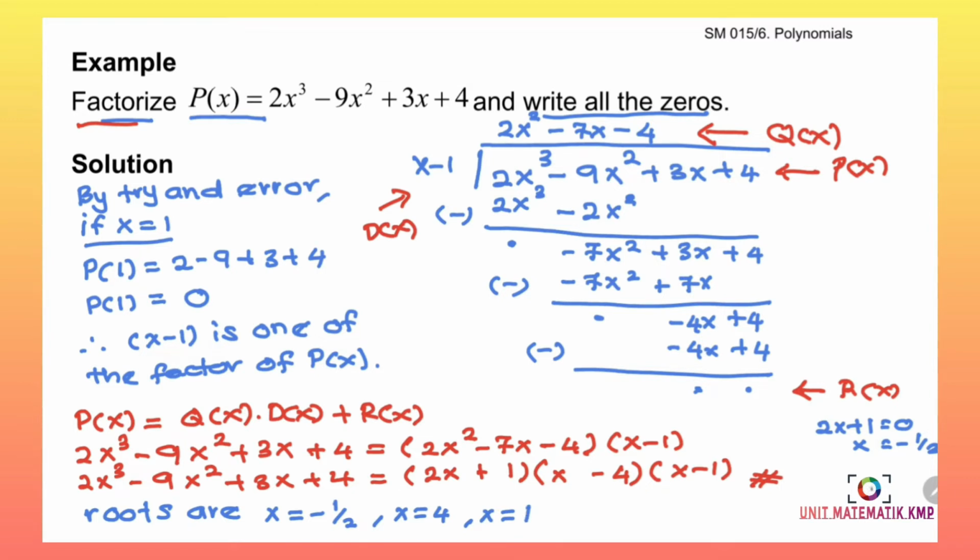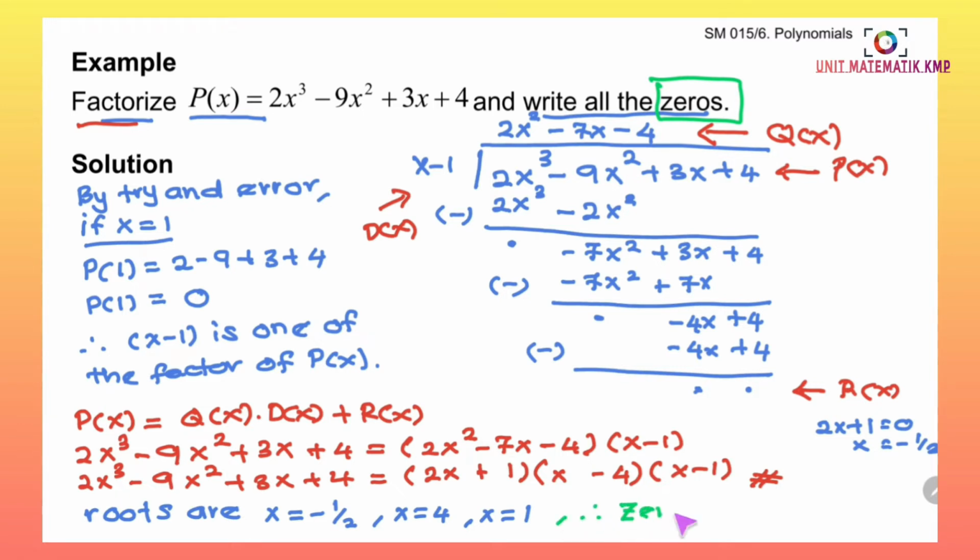But remember, we want to find zeros, not roots. So rewrite what is zeros. Therefore zeros are the number only, without x. So our answer should be zeros are negative 1 over 2, 4, and 1. Okay, this is our final answer.